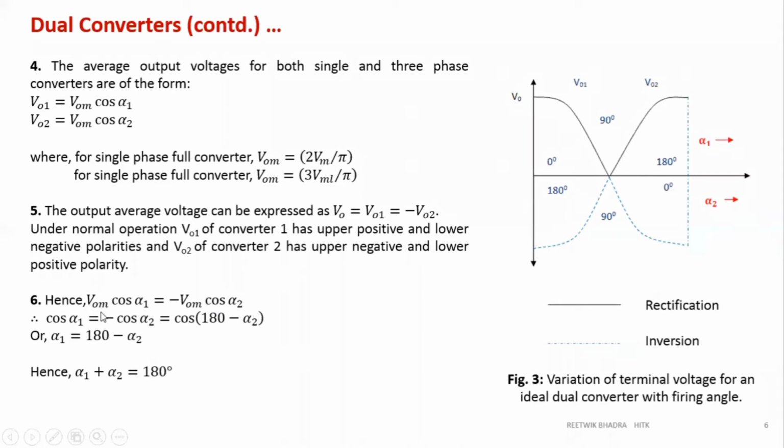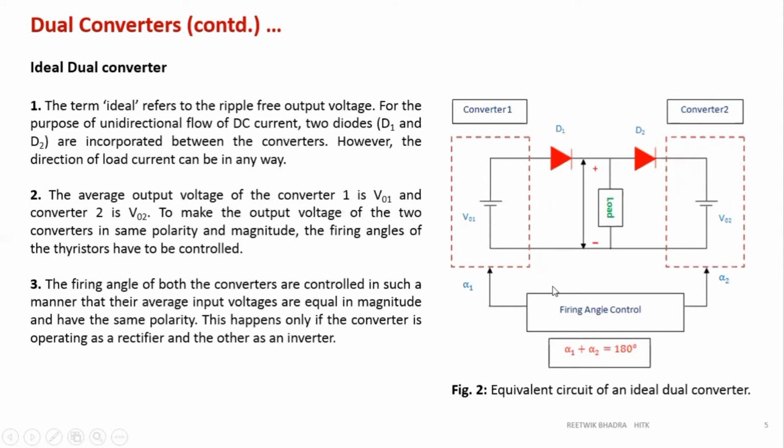Now if you take both as single phase, V0M will be 2 Vm by pi, and it cancels out. If you take both as three phase, V0M will be 3 VML by pi and it will cancel. So you ultimately get cos alpha 1 is equal to minus cos alpha 2, and minus cos alpha 2 can be written as cos of 180 minus alpha. So alpha 1 is equal to 180 minus alpha 2, and from here you get your firing angle control. Alpha 1 plus alpha 2 is equal to 180 degrees. That is why this firing angle control should be maintained as alpha 1 plus alpha 2 equal to 180 degrees.